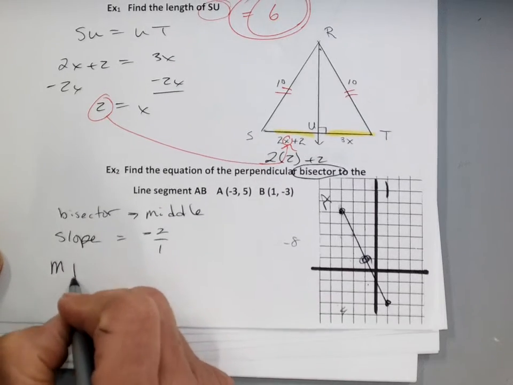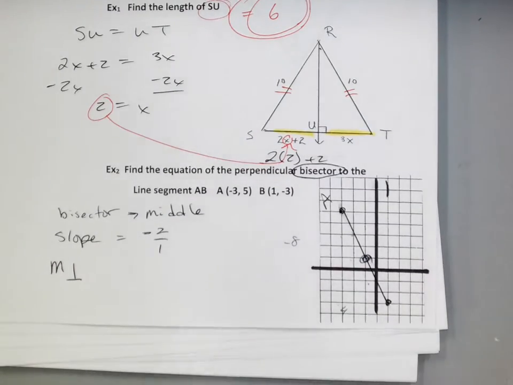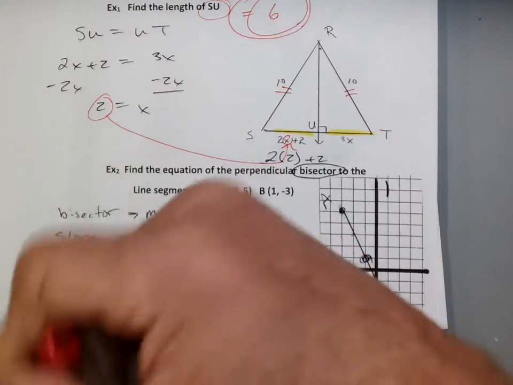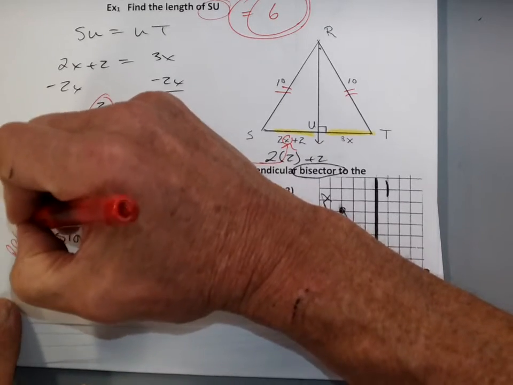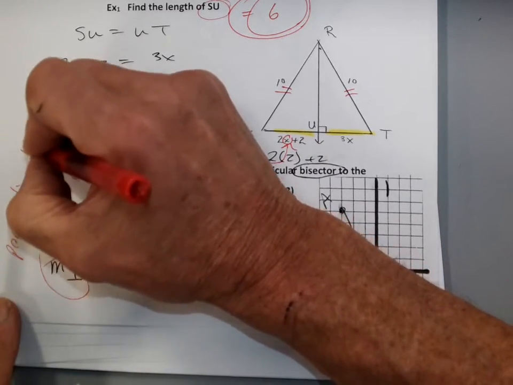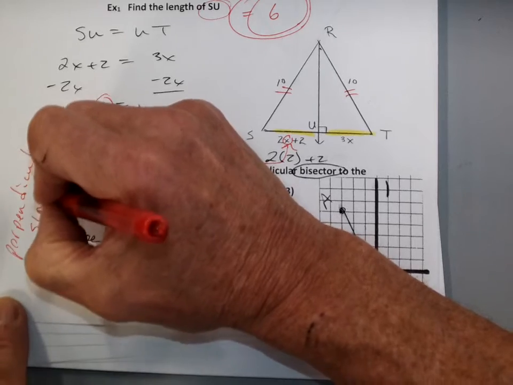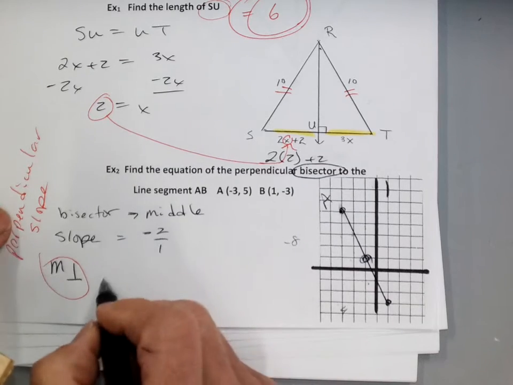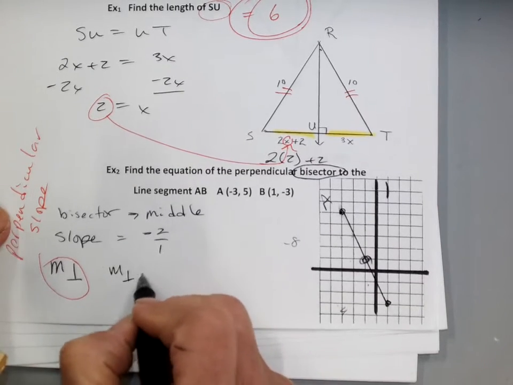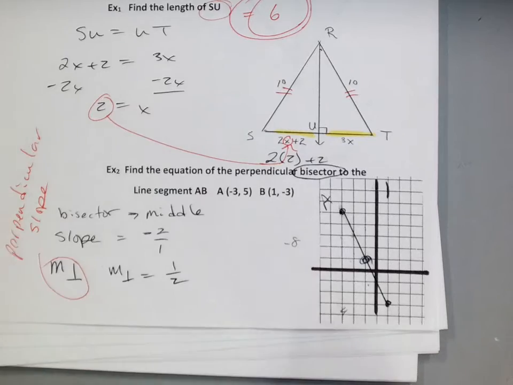M perpendicular. Let me give you a little bit of help on that. This is the symbol for perpendicular. Perpendicular slope, okay? It's going to be the opposite of that. So the perpendicular slope is going to be a positive 1 over 2. All right, I can do that.